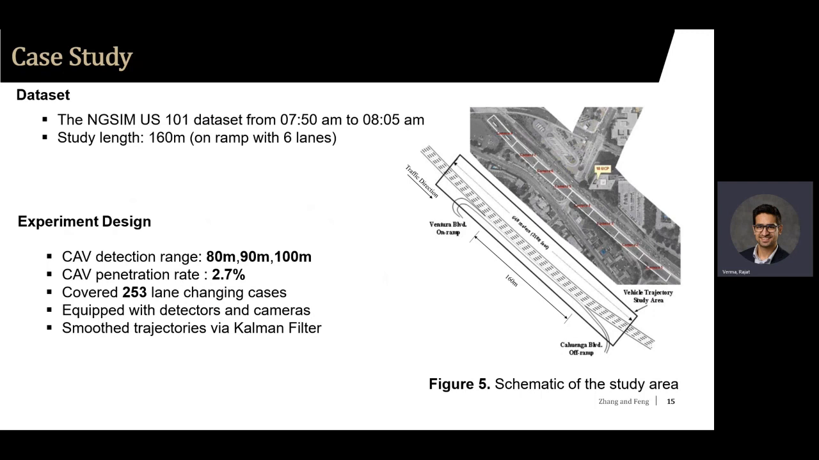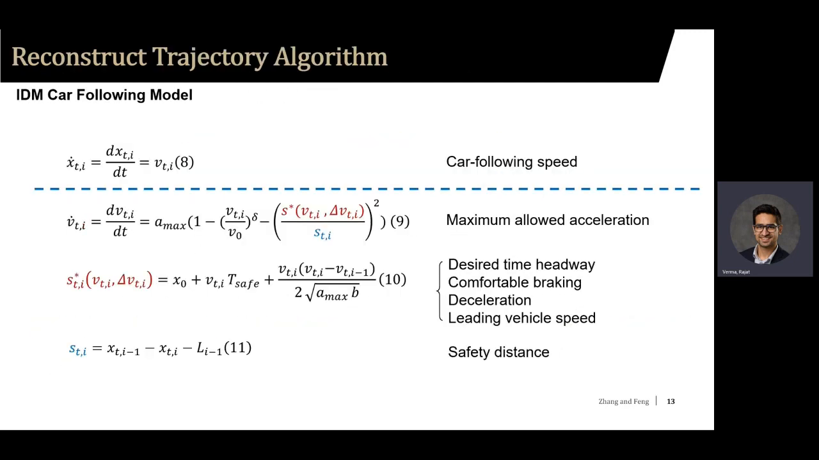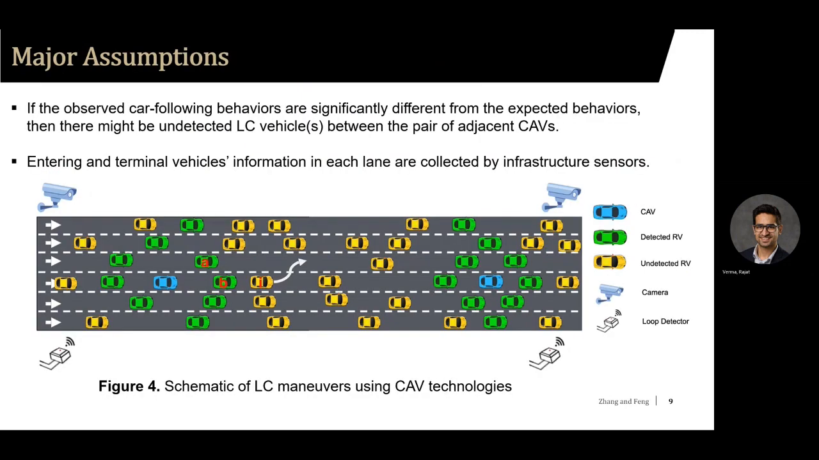First of all, you're comparing your proposed method with pure IDM, the IDM models. However, you're considering lane change, which is missing from IDM.